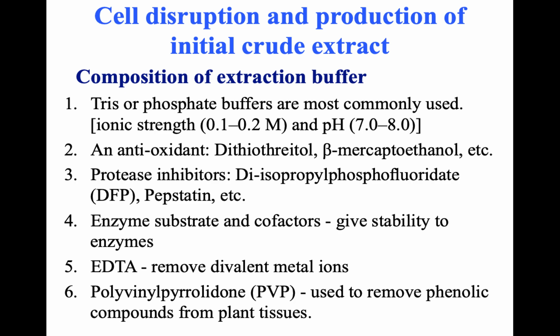In addition, it has several other components, which include antioxidants. Here we are going to use dithiothreitol or beta mercaptoethanol. This is because once the cells are lysed, the proteins, which inside the cells are exposed to a reducing environment, will be immediately exposed to an oxidizing environment after cell lysis. Due to this, the sulfhydryl groups in the proteins are going to be oxidized. To avoid that, we need to use reducing agents such as dithiothreitol and beta mercaptoethanol.